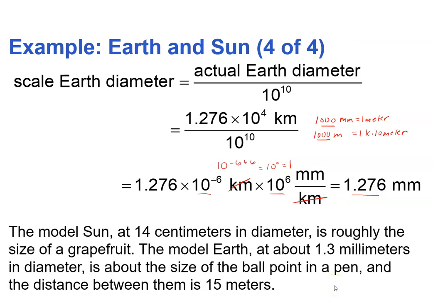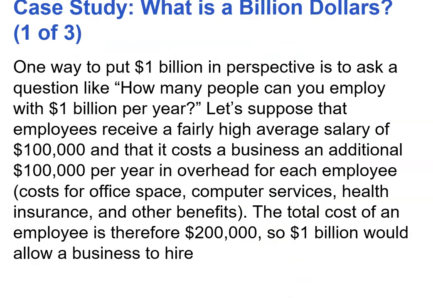The model sun at 14 centimeters in diameter is roughly the size of a grapefruit. The model Earth at about 1.3 millimeters in diameter is about the size of the ballpoint in a pen, and the distance between them is 15 meters. Okay, and we got this information from those 3 calculations we just did.